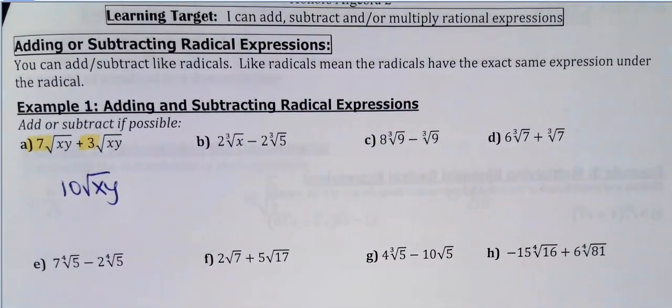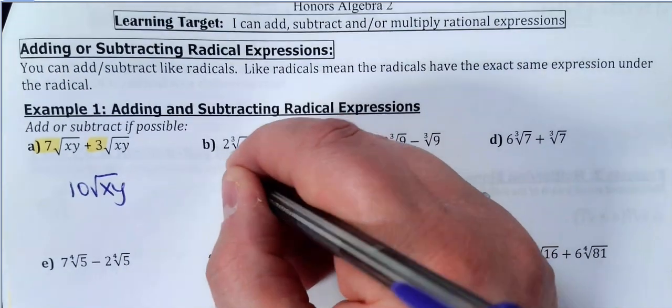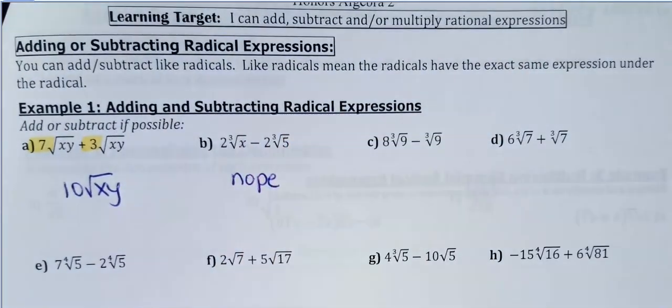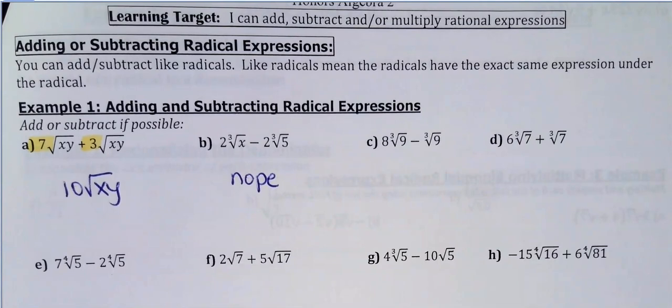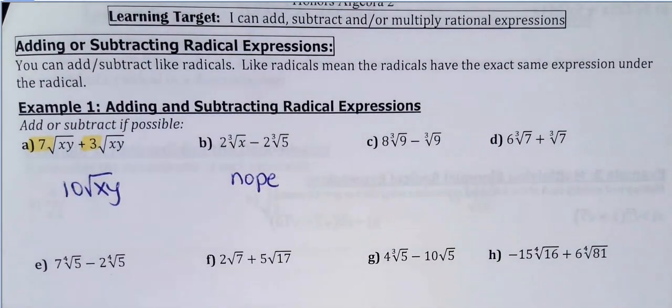Can I subtract 2 cube roots of x minus 2 cube roots of 5? No. This has an x, this has a 5, so these are not like radicals. So that is as simplified as that expression can be. I can't break anything else down under either radical, so that's just going to be the answer to that question. We wouldn't do anything else.